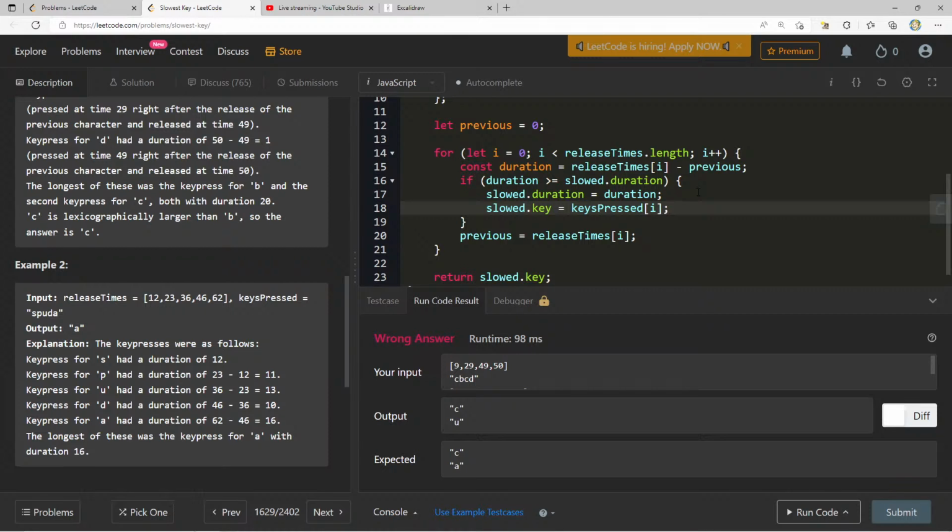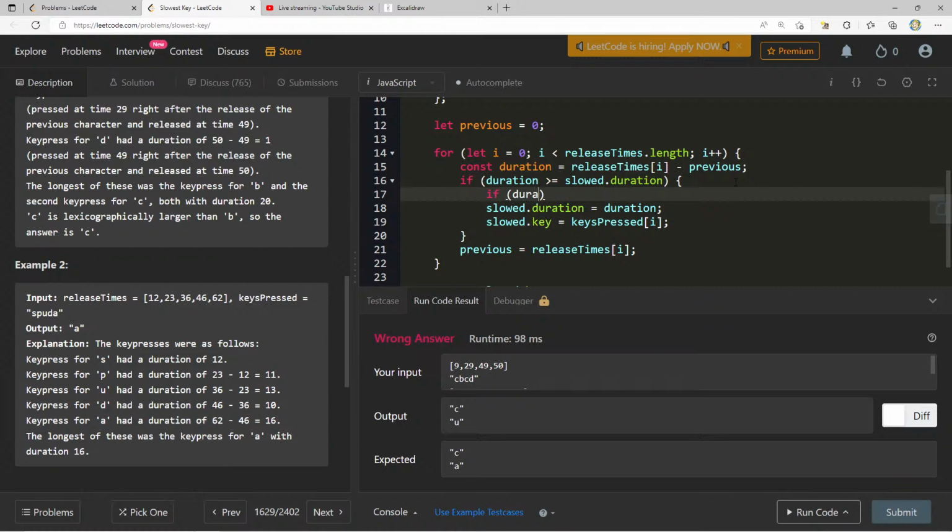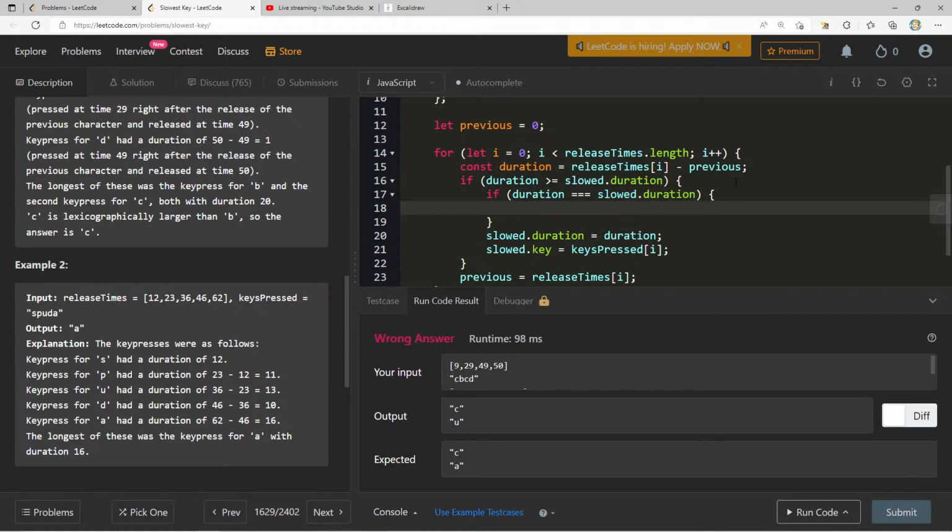What was the previous one? If it's greater than or equal to slowed duration, only if they have the same. I see. So maybe here, if it's greater than or equal to, we can say if duration equals slowed duration, if they're the same, then the key, maybe here the key should be the larger of the two.